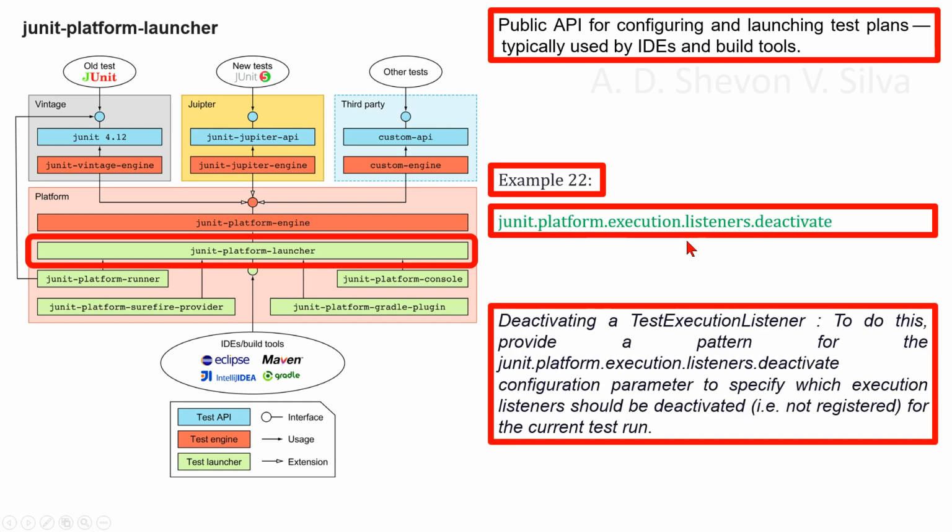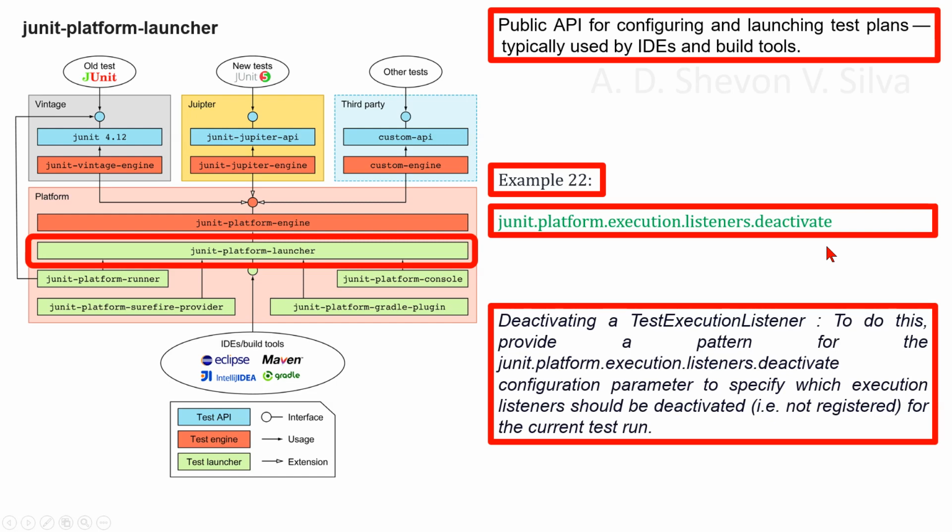Now we are considering deactivating test execution listeners. To do this, provide the pattern for the junit.platform.execution.listeners.deactivate configuration parameter to specify which execution listeners should be deactivated, that is, not registered for the current test run.